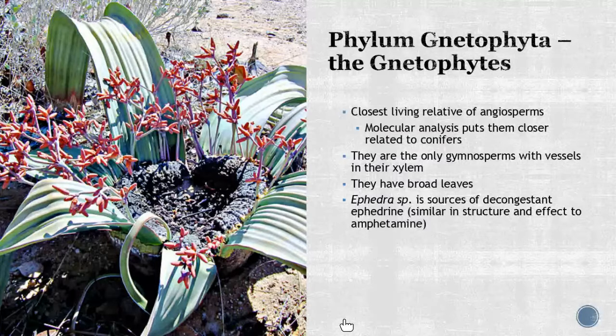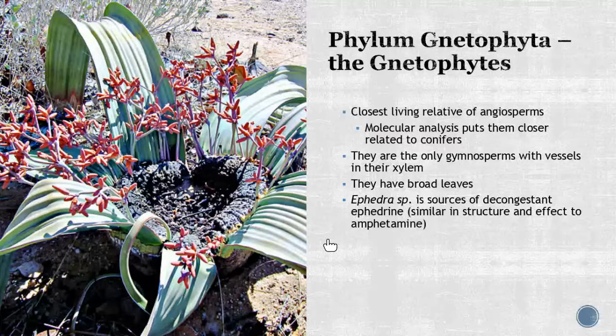Now, they are the only gymnosperms with vessels in their xylem, so that's something unique to them. But you're going to see these broad leaves associated with this phylum right here. They do form a great source of medicine. So an Ephedra species is a source of the decongestant ephedrine, similar to amphetamine.